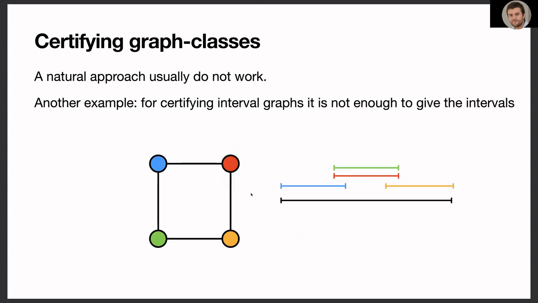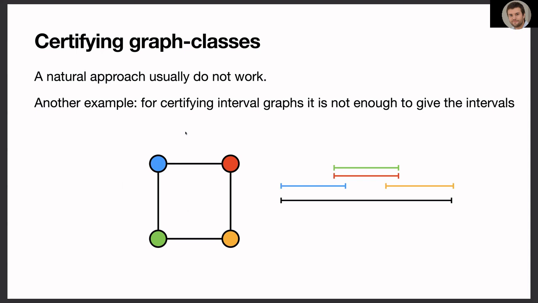Similarly, for example, for certifying interval graphs, it is not enough to give the interval representations of the vertices, as simple as giving the intervals of the vertices. The nodes have no way to know if the prover gives them, for example, the same interval for 2 different vertices, right? And just communicating with the neighbors, they can be made to think that they are in an interval graph when they are not.